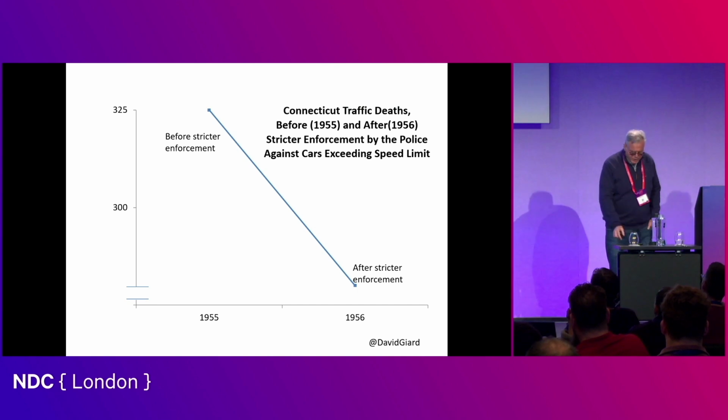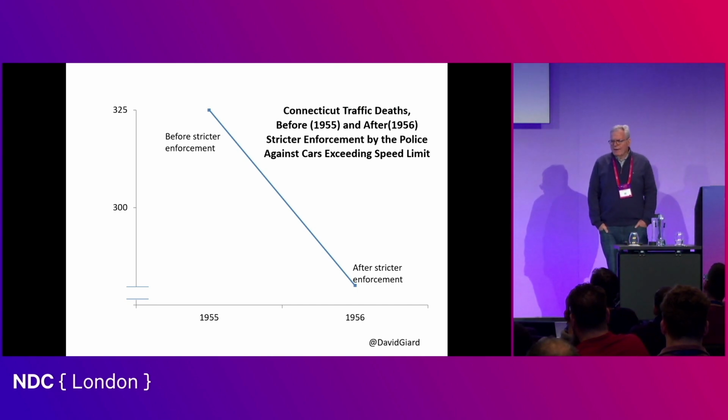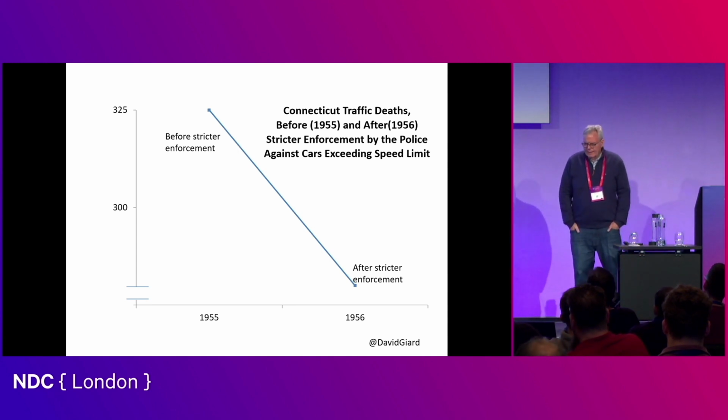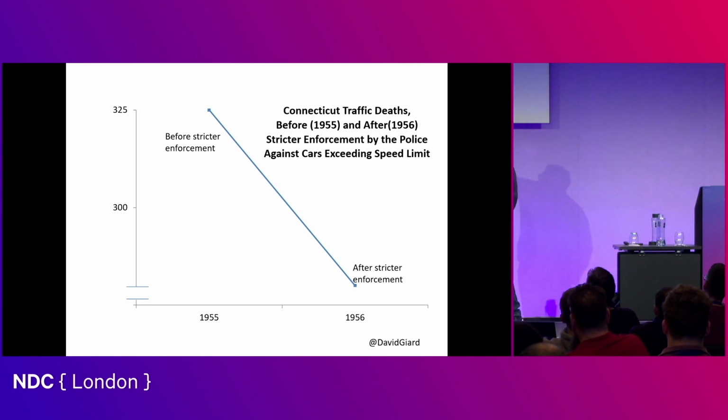Here's a real world example. This is data from the state of Connecticut in the US, the traffic deaths for 2 different years, 1955 and 1956. The reason I picked those 2 years is because that was when they started enforcing speed limits on the highways in the state of Connecticut. I also have one problem here: I don't show the 0. I've at least got a little marker there to indicate the 0 isn't on there.